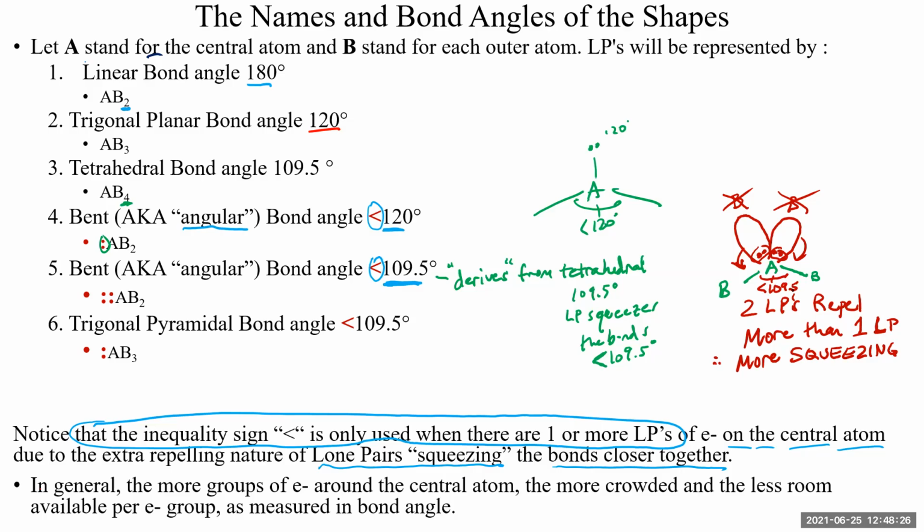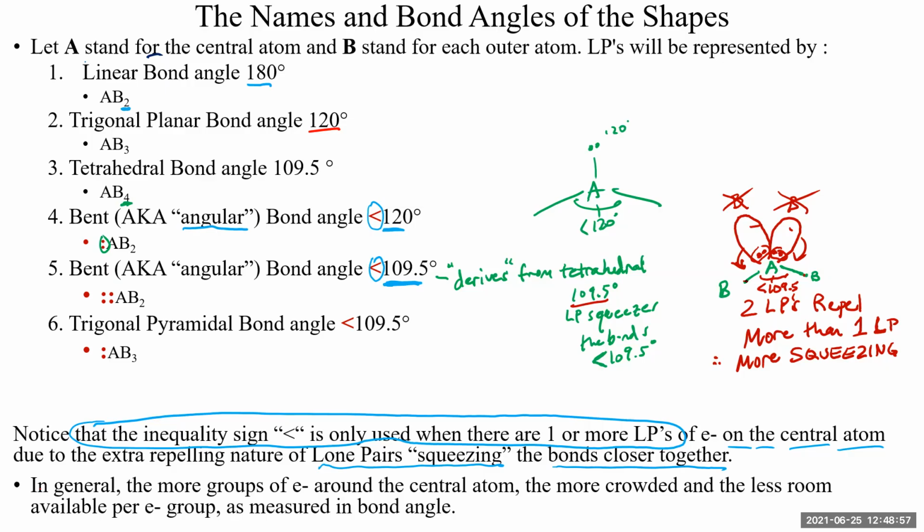Another way to think of it is, since these derive from a tetrahedron, 1, 2, 3, 4 different groups of atoms around the central atom, and we know it must be less than the bond angle of a tetrahedral, then it must be less than 109.5, not simply less than 120. So more lone pairs, more squeezing, smaller bond angle, less than 109. Fewer lone pairs means wider angles, less than 120.